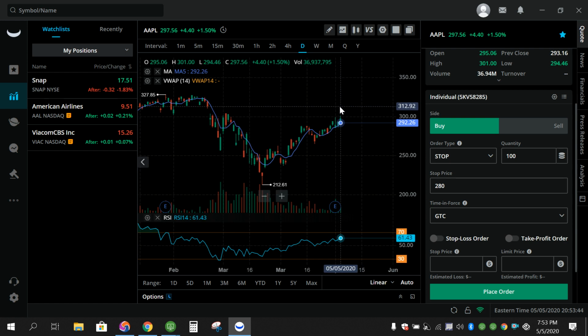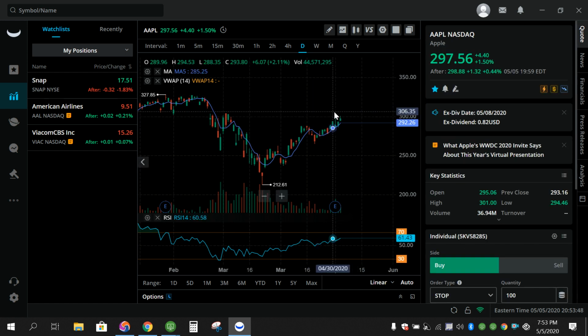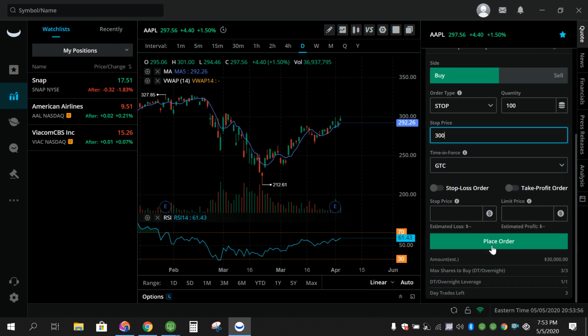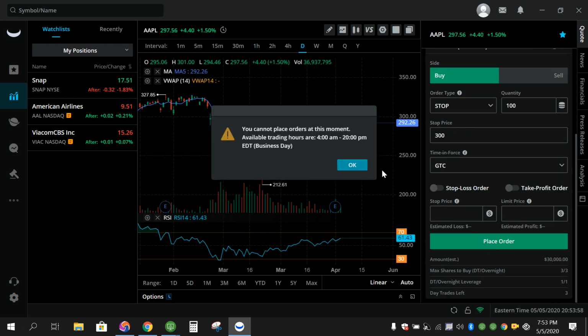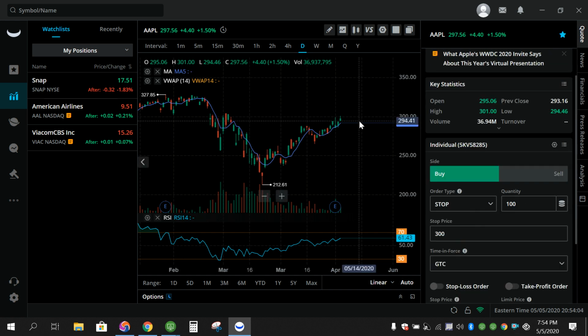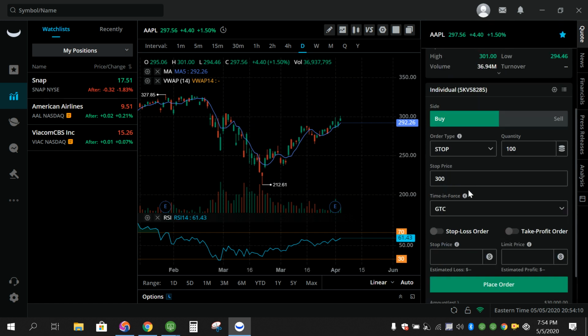Well, you put a buy stop in if you're trying to catch upward momentum. So let's say right now it's at 288 and you say, okay, when it hits 300 or above, I think it's just going to shoot right through it. I want to catch the momentum. So you put a buy stop in at 300 and hit place order. Same thing applies, good till cancel or day. What that means is that the moment it hits $300 a share, it's going to automatically execute. That's simple.